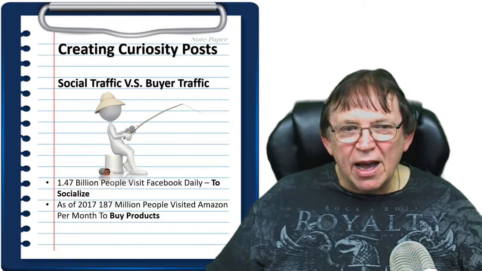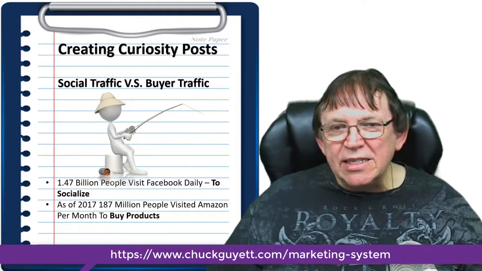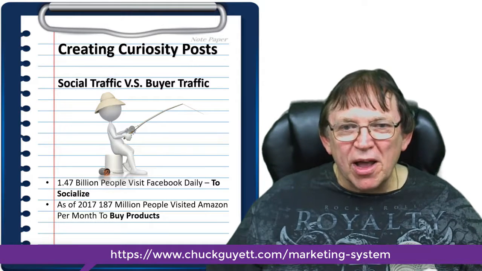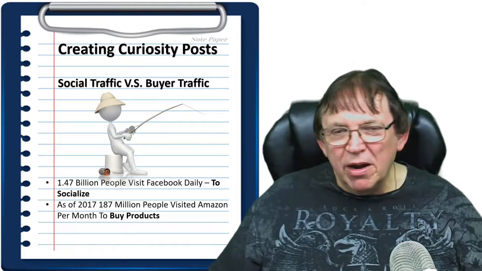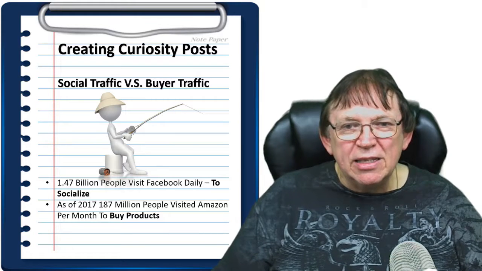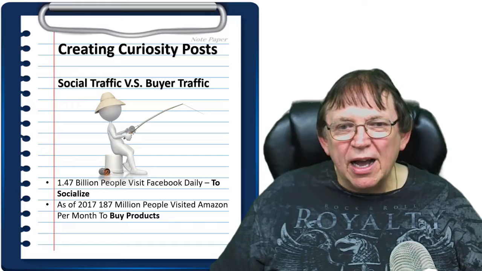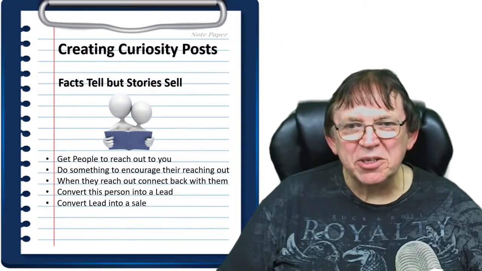As of 2017, there's 187 million people that are going to Amazon to buy products. That's what they're doing. They're going there to buy a product. They might be comparing prices, but they're a buyer. Their whole purpose in doing that is they want to buy something. So quite a big difference in terms of intent. Facts tell and stories sell.